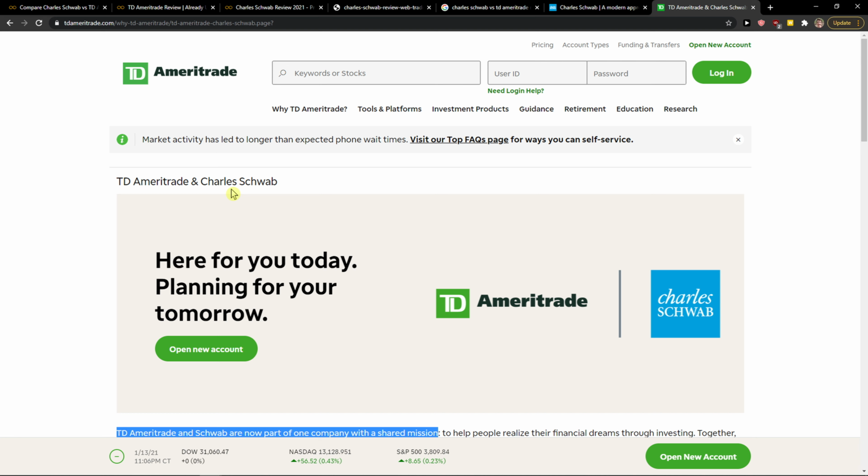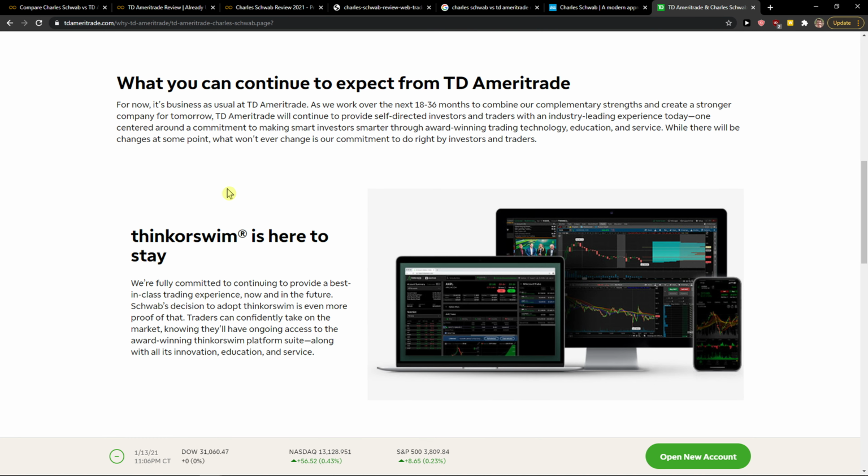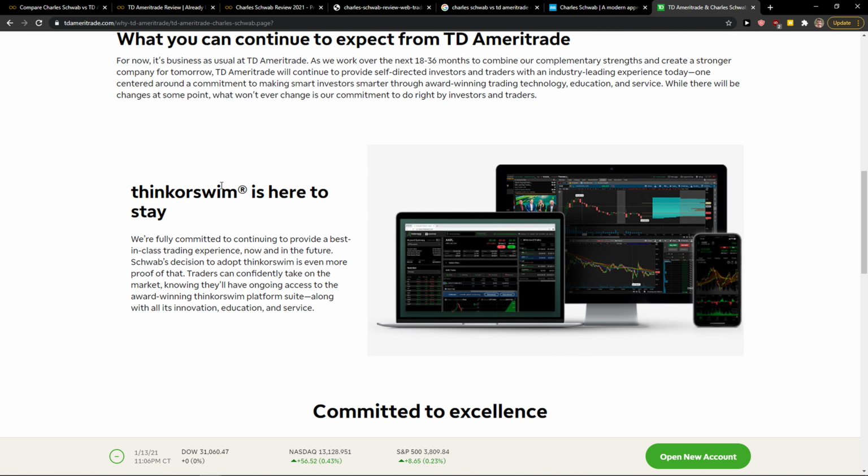Now, I would definitely use TD Ameritrade if I want to day trade, if I want to buy stocks and sell them on a weekly basis. Thinkorswim is a top-notch product for that.